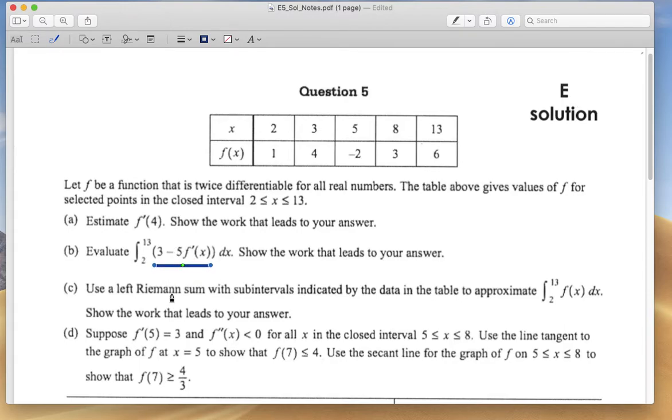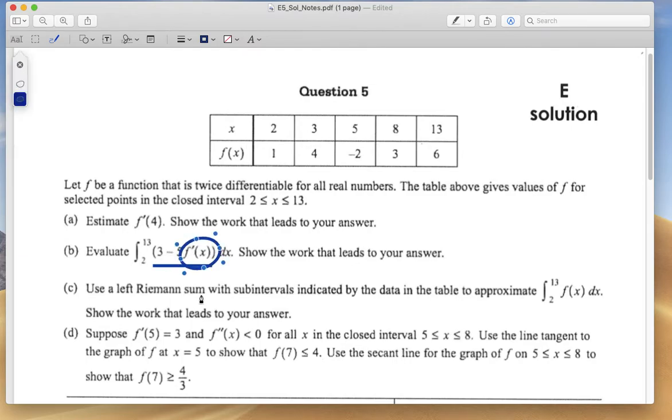So the big question is, how do we find the antiderivative of this? Well, it's a difference. So the antiderivative of a difference is the difference of the antiderivatives. The antiderivative of 3 with respect to x is 3x. So we've got that part already done. Now we have to find the antiderivative of 5f prime of x with respect to x. So what we can notice is this is a constant times a function. The antiderivative of a constant times a function is the constant times the antiderivative of the function.